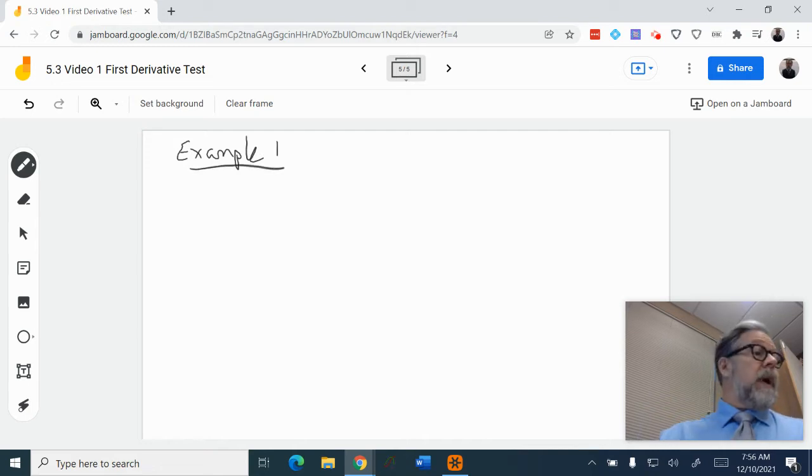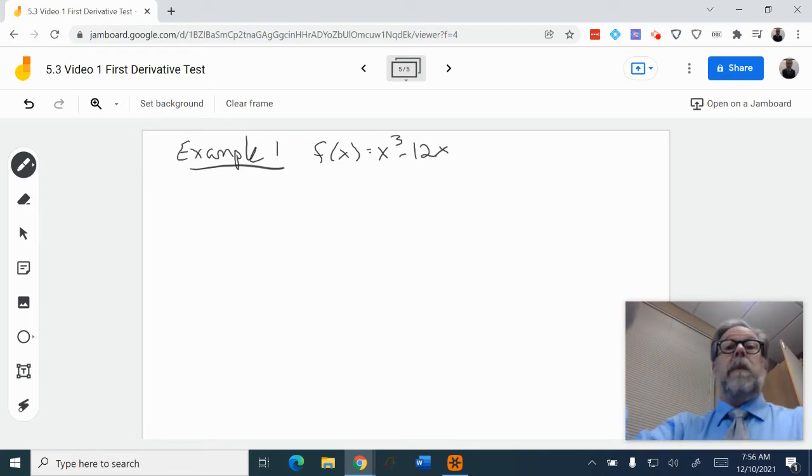So example 1, we've got a cubic function, which is x cubed minus 12x minus 5.